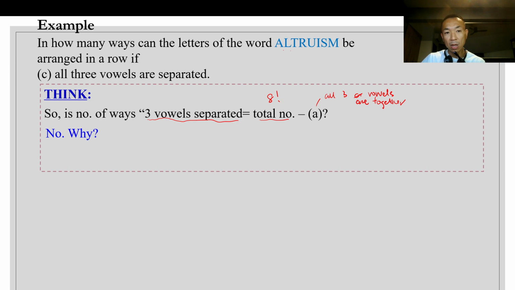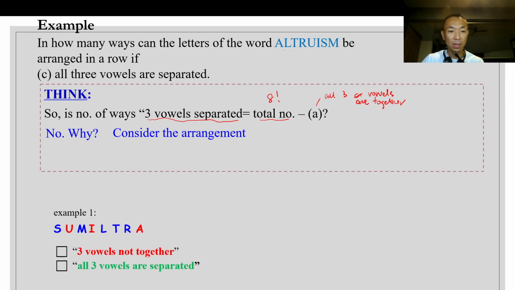Why? Simple. Consider this arrangement, right? If you take the total number of ways you rearrange minus all 3 vowels are together, you will actually get the complement. The complement is actually when all 3 are not all together. I say again, 3 are not all together. So, let's take a look at this example. This is where U, I, A are not all together and they are separated.